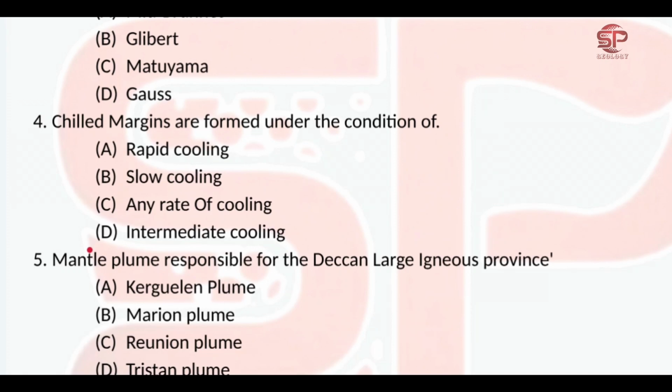than the intrusion. So in the margin of a dike or sill you'll find rapid cooling conditions, which is called a chilled margin. So a chilled margin is produced because of rapid cooling.